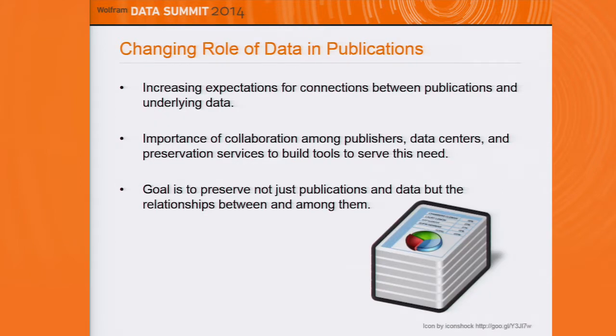Well, this creates very dynamic changes in digital publishing. There's greater expectations for connections between publications and data, and increasingly importance of collaboration among a number of stakeholders that formerly maybe could have existed a lot more independently. That includes publishers, data centers, preservation services, and a need for tools to serve these interests. There's a need for new intermediaries. How often have we heard about that in the digital environment? Even though there might be content creators, even though there might be organizations and individuals that produce data, there's a need for different types of intermediaries to connect these.